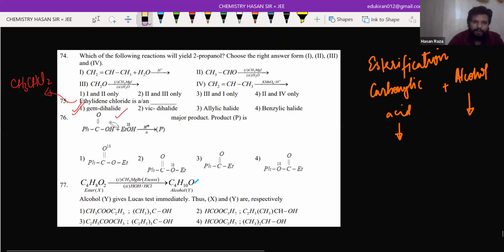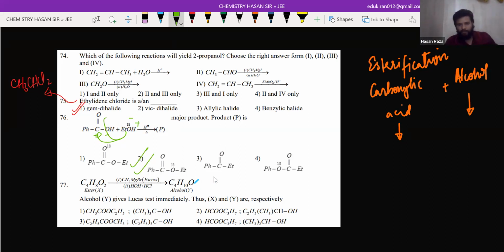Wait a minute. Let me show you. So this will be like this. This will be negative, positive, and this will be negative. This will be negative, this will be positive. So this directly will be attacking on this. OH will be, and this will form. H2O will also be released. Is that clear, Shahid? Yes, sir. Okay.